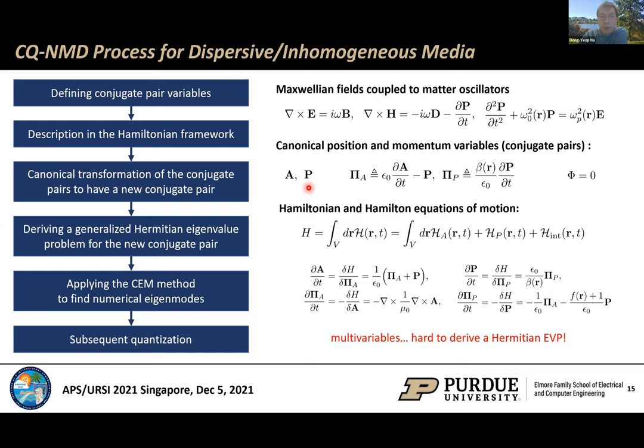Again, in order to use the Hamiltonian framework, we first need to define the generalized position, or canonical position, and momentum variables. So the canonical position variables would be A and P, and the momentum variables are defined in this way, from the time derivative of A minus P and the time derivative of P. And then we can write the Hamiltonian with some lengthy manipulation, but essentially the total Hamiltonian consists of the vector potential part, the polarization part, and the interaction part. Then we can derive the Hamilton equations of motion in these first order time derivative four equations, but they are basically multivariable, so it is hard to derive the Hermitian eigenvalue problem.